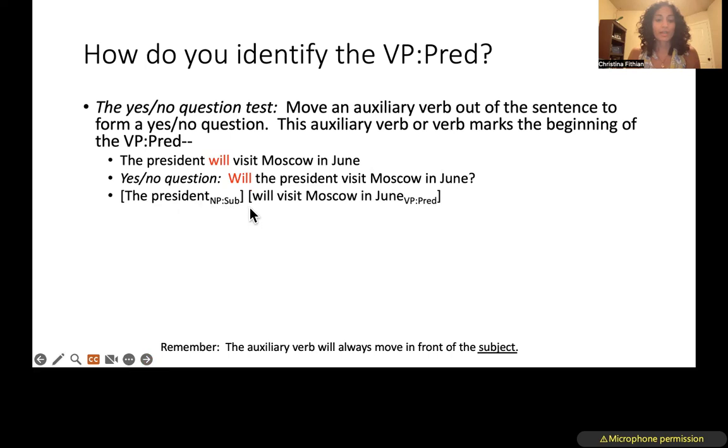And there it is. If we divide it into 2 constituents, the noun phrase subject is the president, and the VP predicate is will visit Moscow in June.